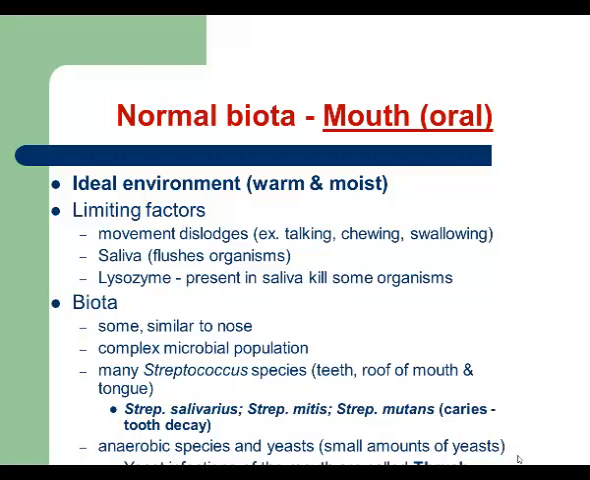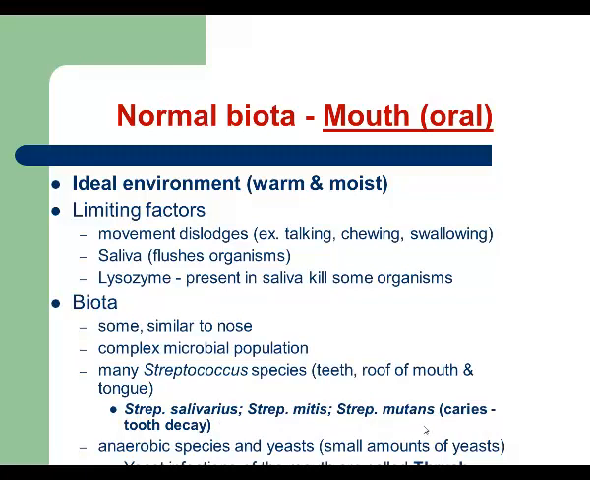Saliva also mechanically removes microorganisms from the surfaces of the mucous membranes, plus it contains enzymes that are harmful for a lot of pathogens. Normal biota is presented by organisms similar to normal biota of the nose, plus, please remember, there are a lot of Streptococcus species living on the mucous membranes and surfaces of the teeth of our mouth. From this group, you have to know Streptococcus salivarius, Streptococcus mitis, and Streptococcus mutans.